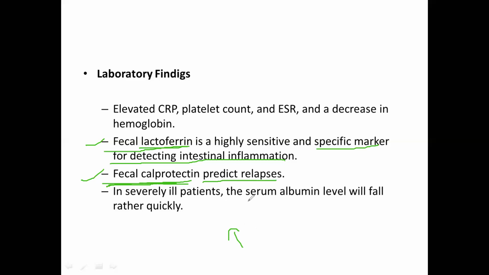In severely ill patients, the serum albumin level will fall rather quickly. So why is there low albumin? This low albumin may be because of decreased synthesis or increased intestinal loss.